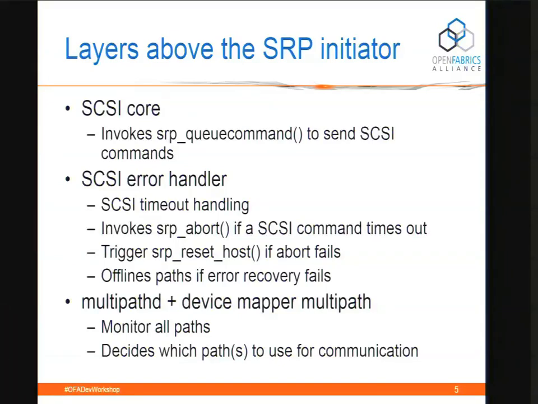In a high availability setup, the multipath process has a very important role: to detect which paths are still working, which paths are not working, and decide which paths to use for communication with the target.